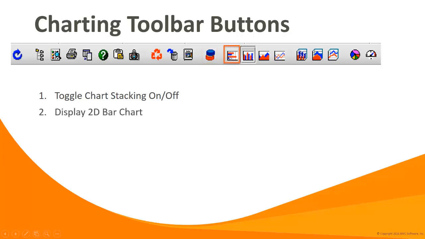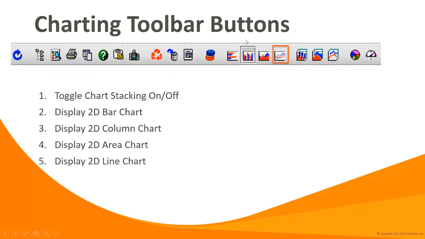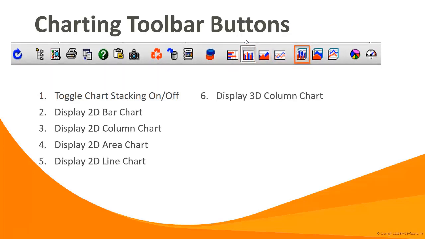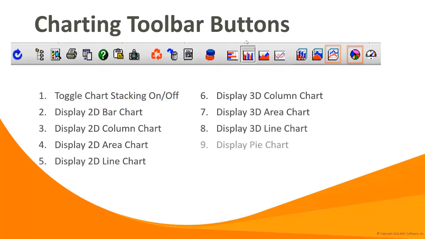We can display 2D bar charts, 2D column charts, 2D area charts, 2D line charts, and then we can do 3D bar charts, area charts, line charts, etc., and these buttons correspond to that. We can also break things down into pie charts. We can do gauge charts, which can be full circles or half circles. And you can set your thresholds as little red lines in your graphics, however you want to do that.